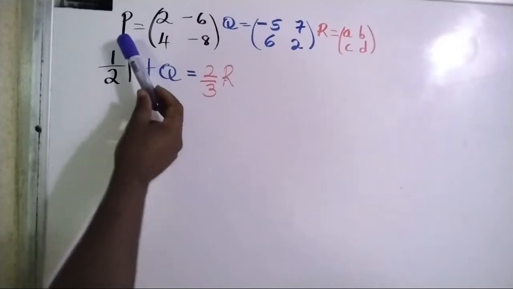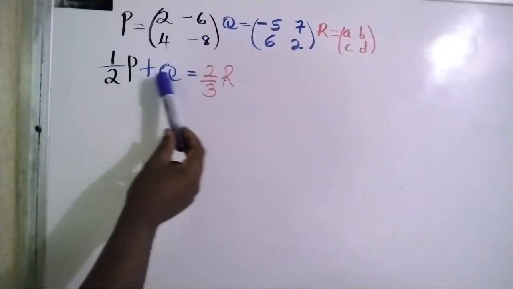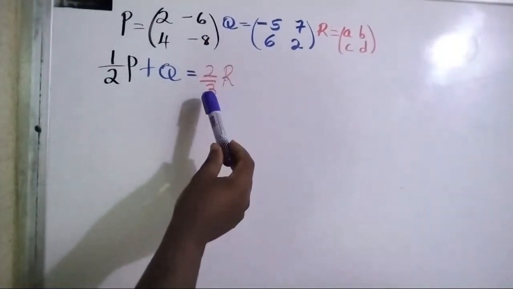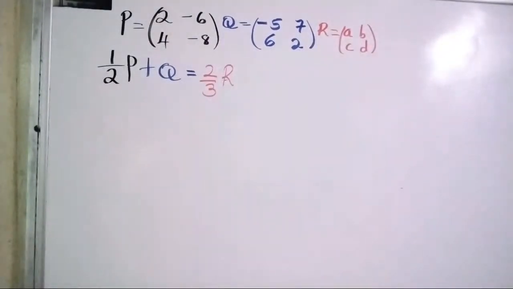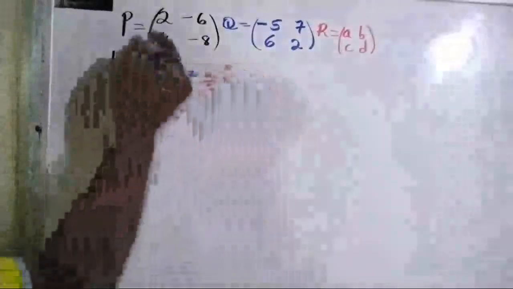They say find half of P, which is this, then add Q, which is this, and then find 2/3 of R. Actually, I did this in my class today with my students. Some were able to figure it out and get full marks. Others got 3 out of the 4. Alright, so what it is, we just find half of P.